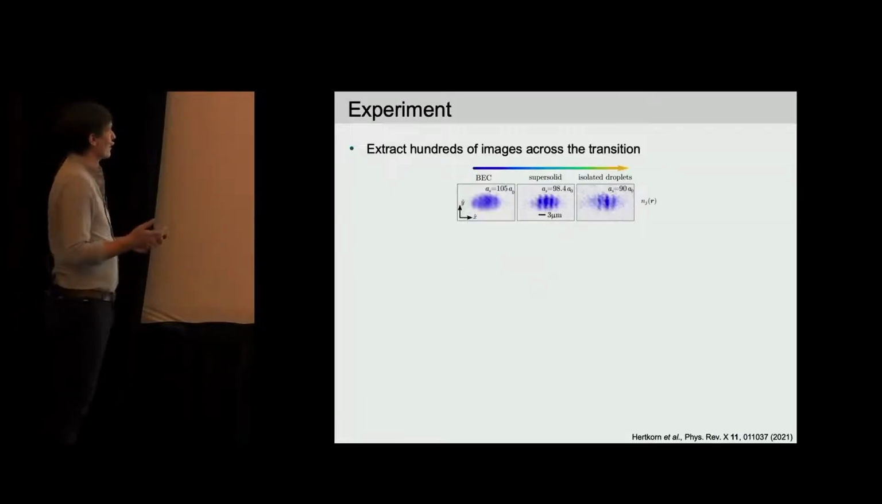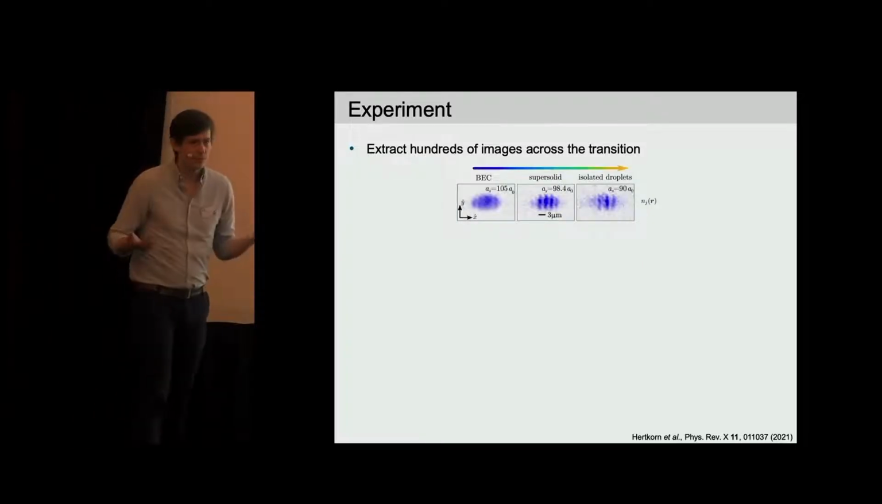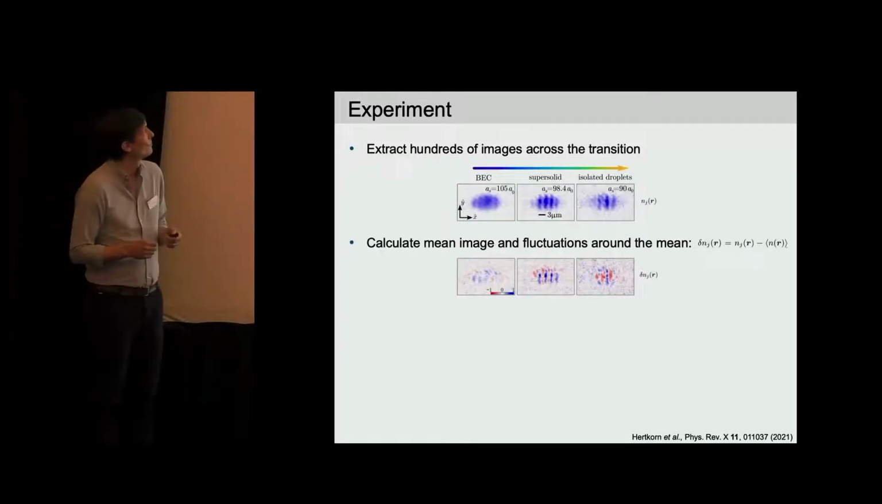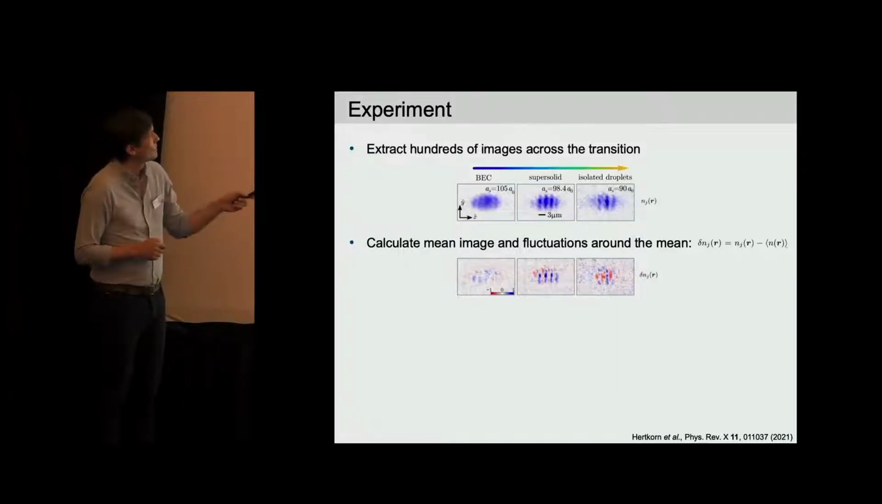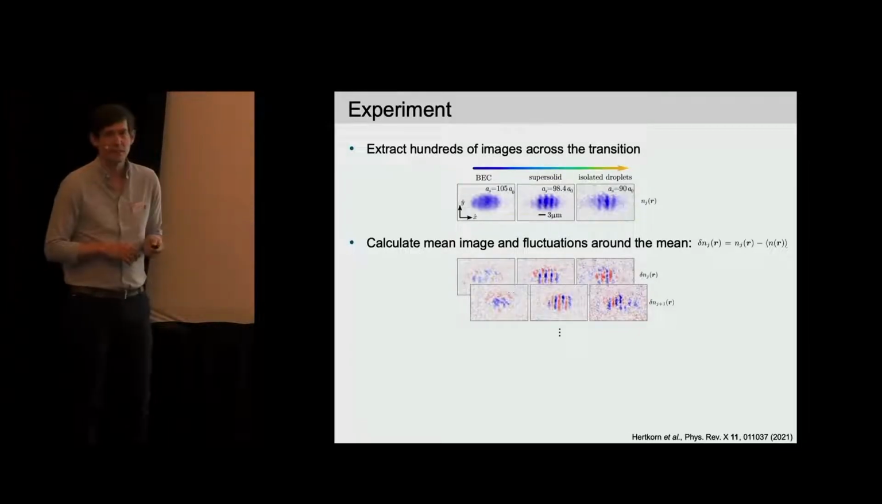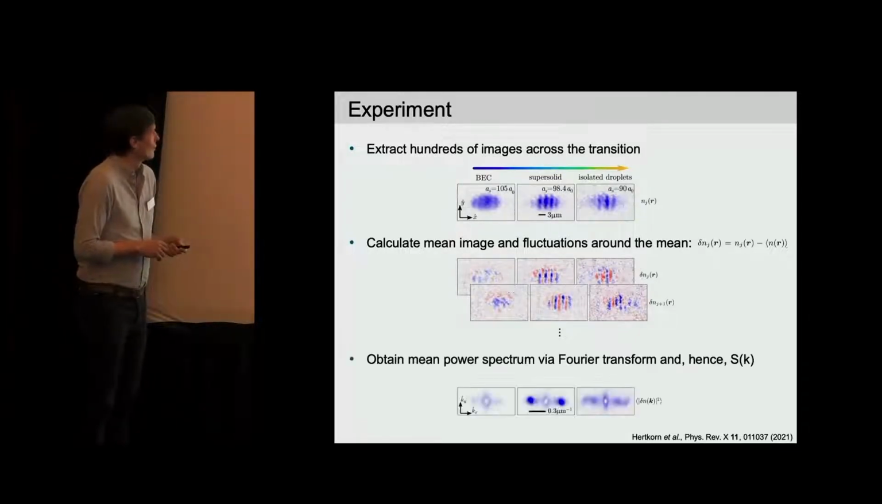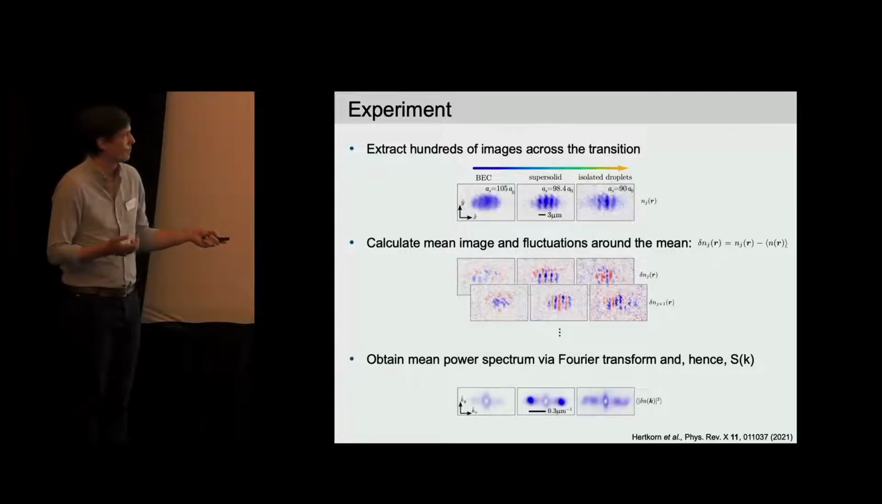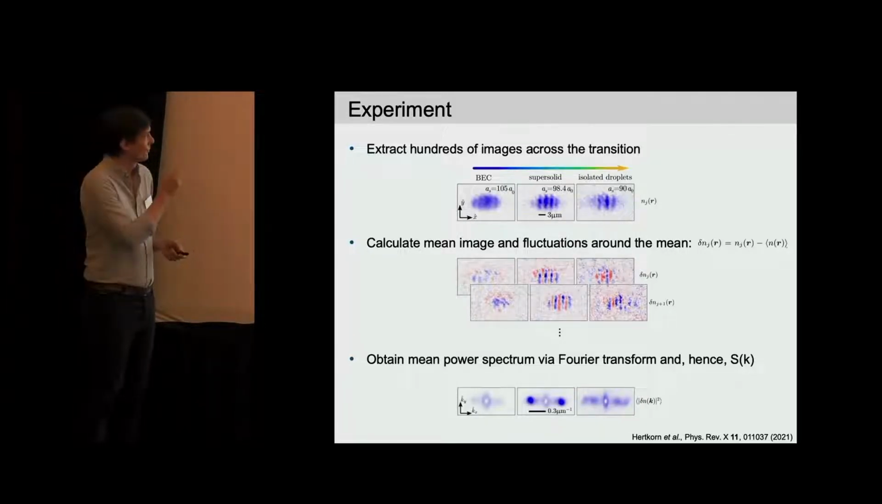So we can do this in an experiment now by taking hundreds of pictures across this transition. We calculate the mean image and then the fluctuations around the mean. So this is one set of fluctuations. Here's another one. And there's, again, like I said, hundreds more. And then we obtain the mean power spectrum by a Fourier transform. And that basically gives us the structure factor.